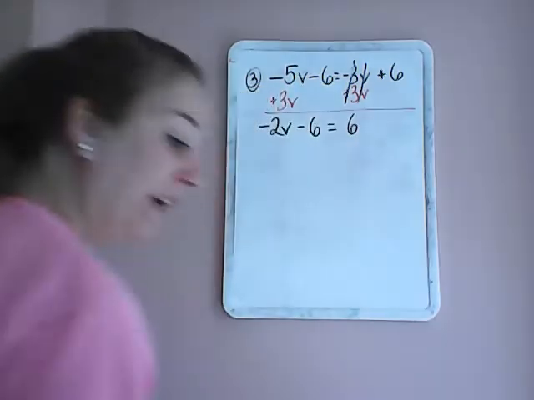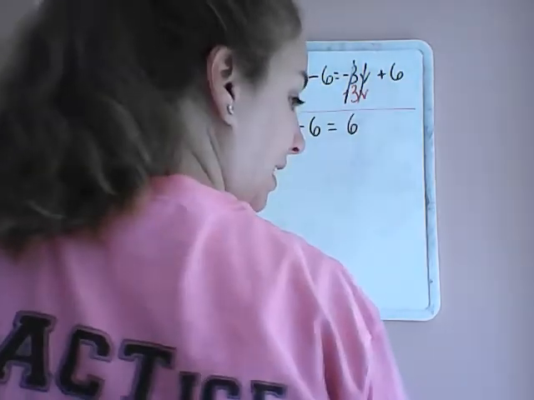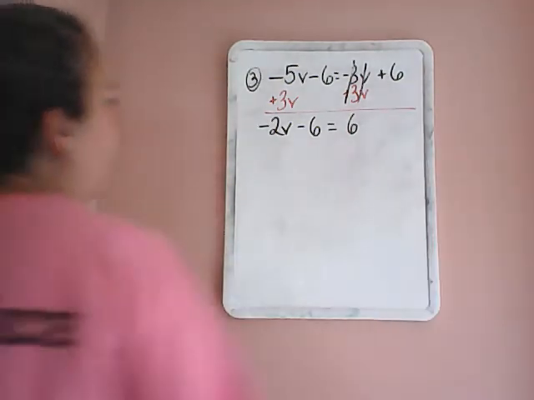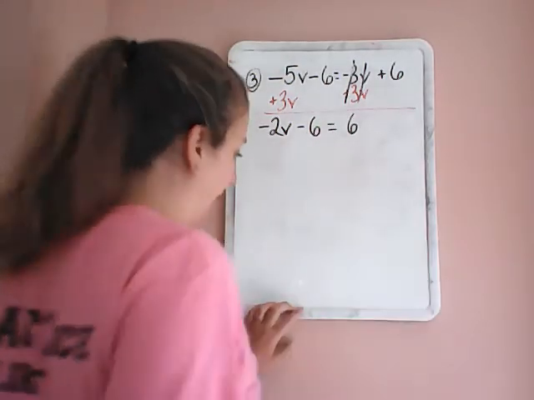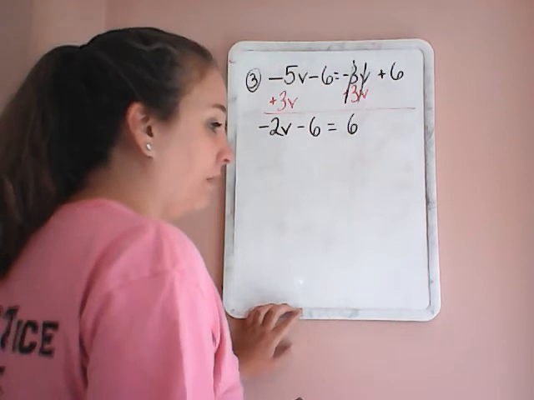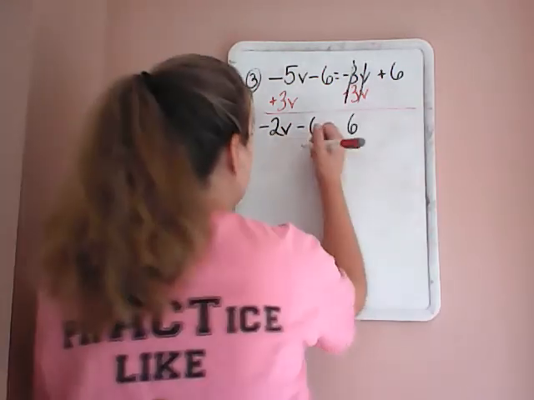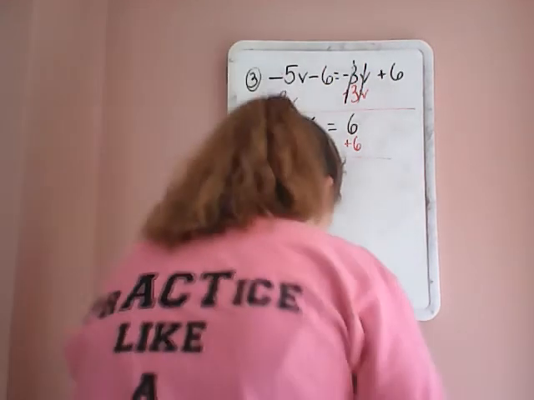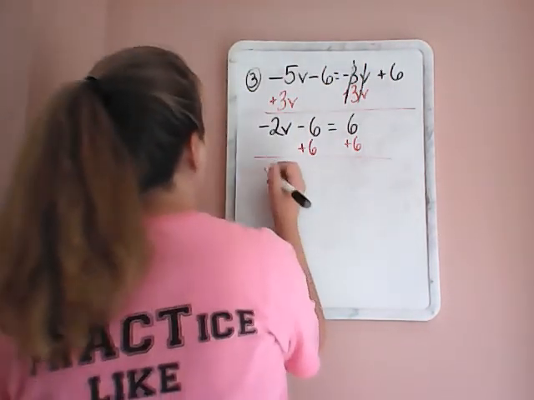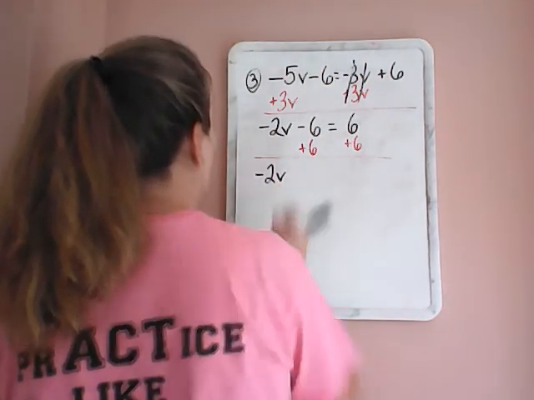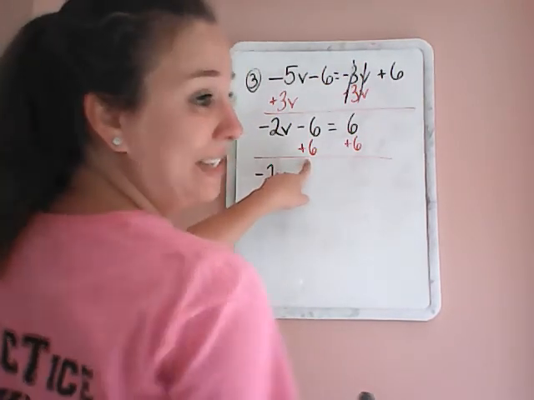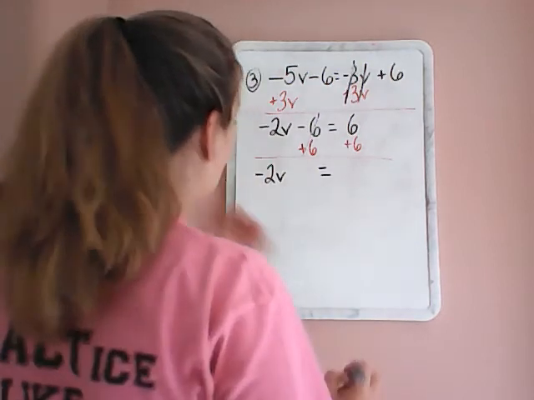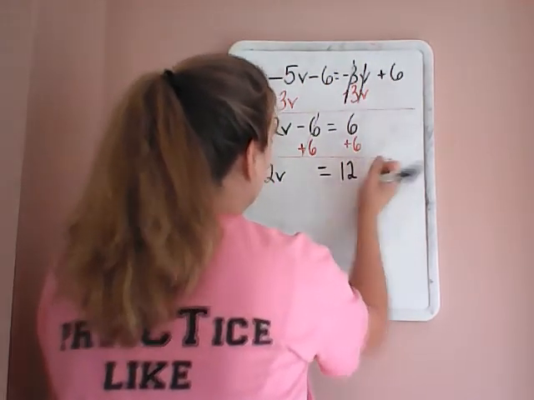Alright, now I have my variable term. Everything's on the left. Let me get my constants on the right. So I'm going to take this 6. It's a negative 6. I need to zero it out. Inverse op. Add 6. Boom. Negative 2v comes down. Negative 6 plus 6 is 0. That's why we did it. It's gone. Equal sign. 6 plus 6 is 12.